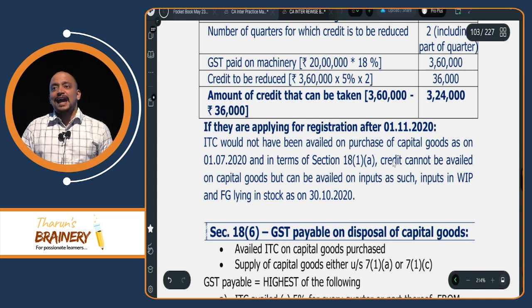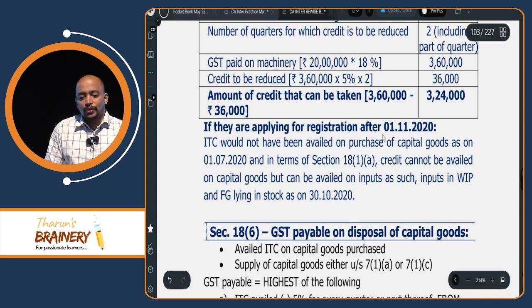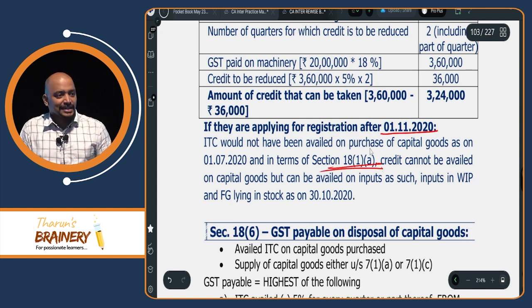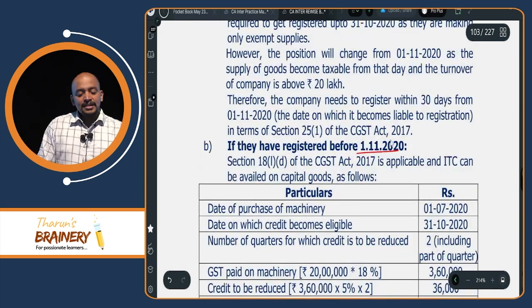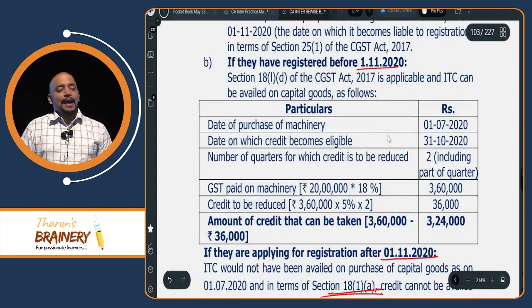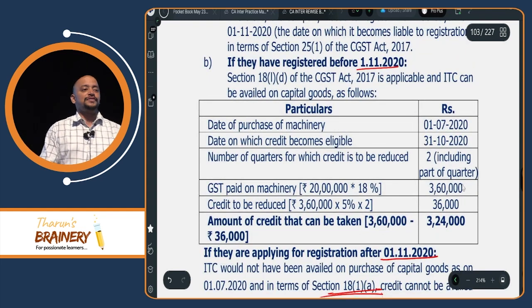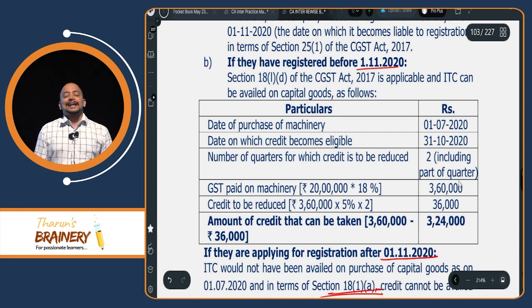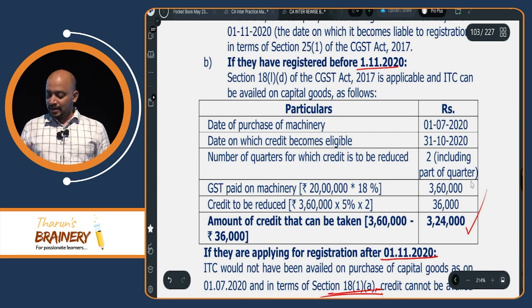So therefore we need to write the answer in 2 parts. If they are applying for registration only after 1/11, they cannot take ITC on capital goods because the applicable section is 18(1)(a). If they are already registered before 1/11, then they can take ITC on capital goods after reducing 5% for every quarter or part thereof. Then only we need to write the answer. 3,60,000 minus 10%, 3,24,000. Understood?